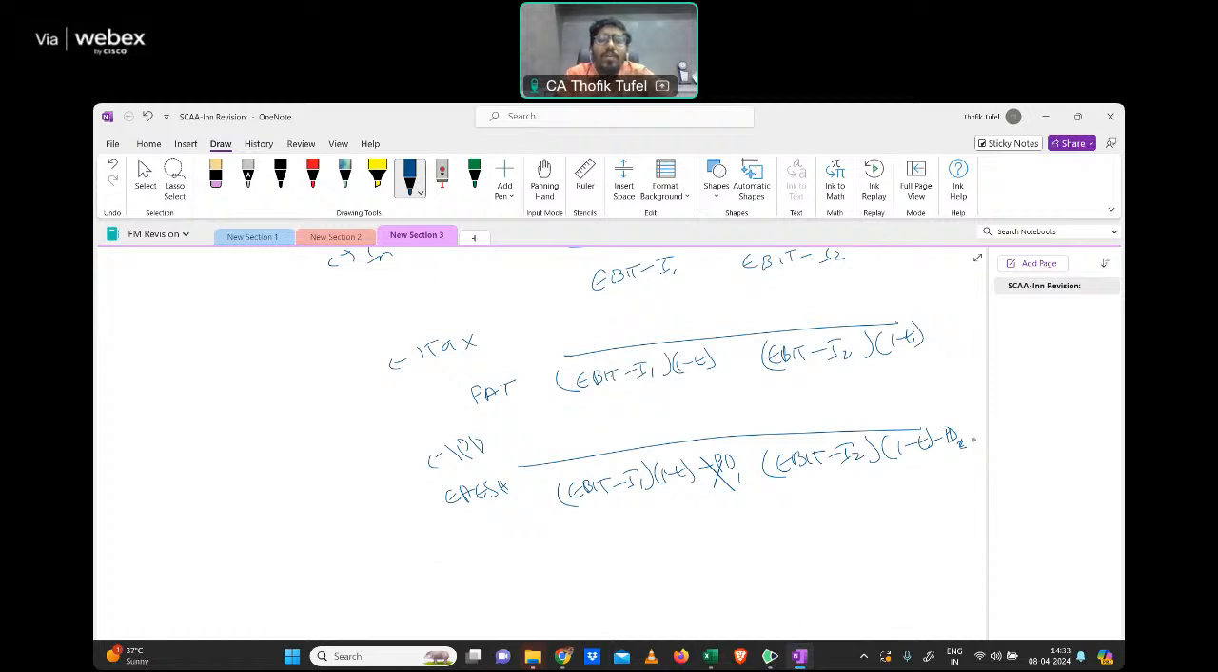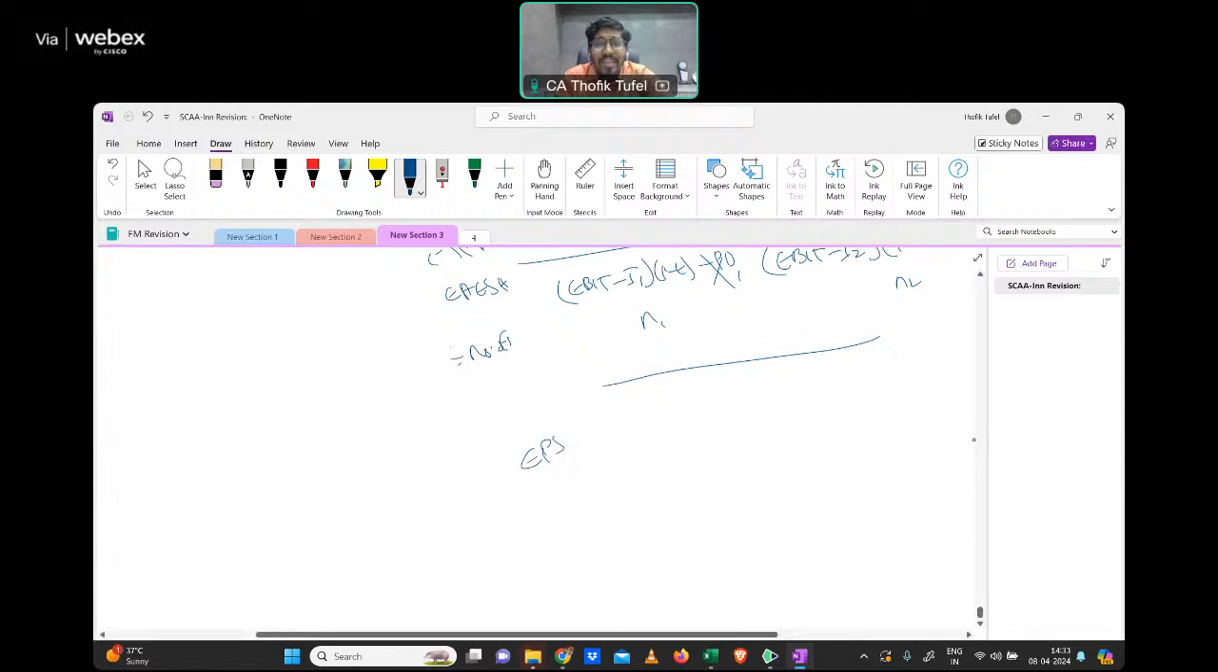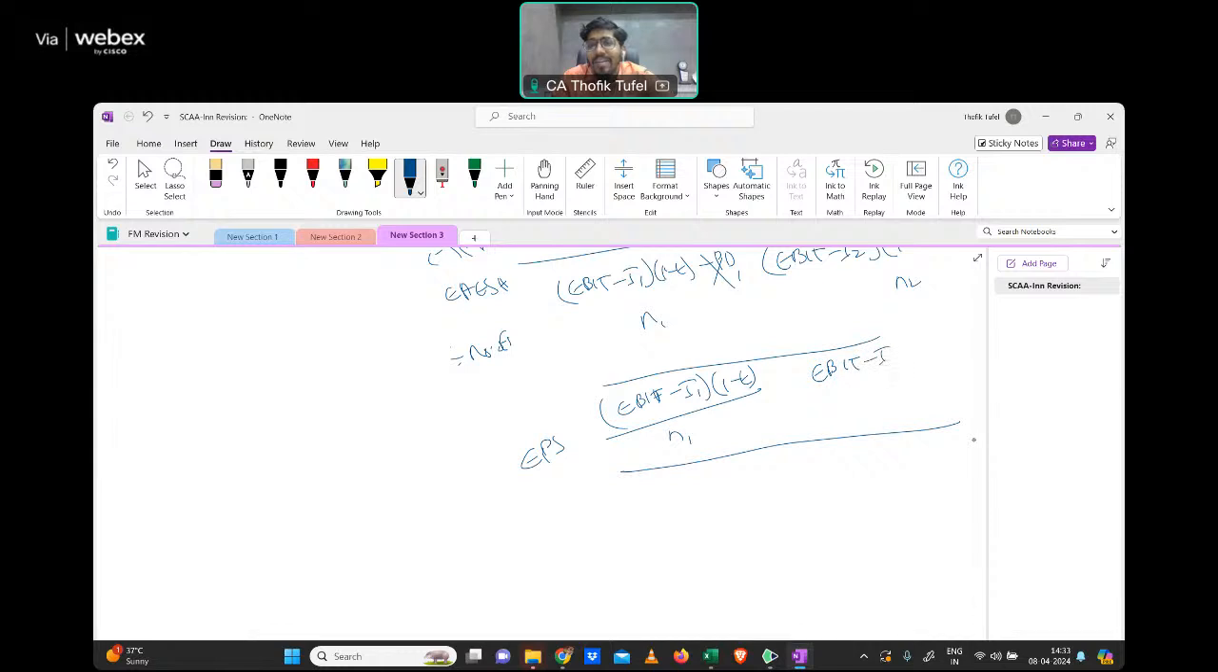Now you divide by the number of equity shares, N1 and N2, the number of equity shares for each option. So your EPS is EBIT minus I1 into 1 minus T, minus preference dividend if you have any. If not, then don't subtract any preference dividend. Here I'm assuming there is no preference dividend, divided by N1. And here it is EBIT minus I2 into 1 minus T divided by N2.